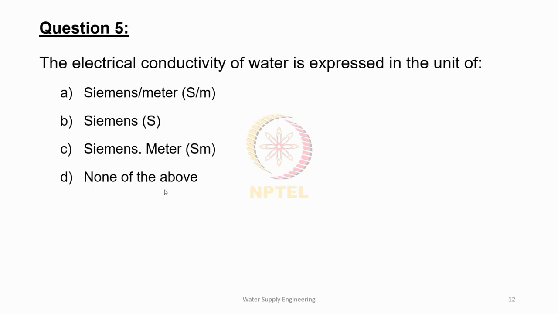So, the next question. Electrical conductivity of water is expressed in the unit of option A, Siemens per meter, option B, Siemens, option C, Siemens meter, option D, none of the above. What is the unit of electrical conductivity of water?